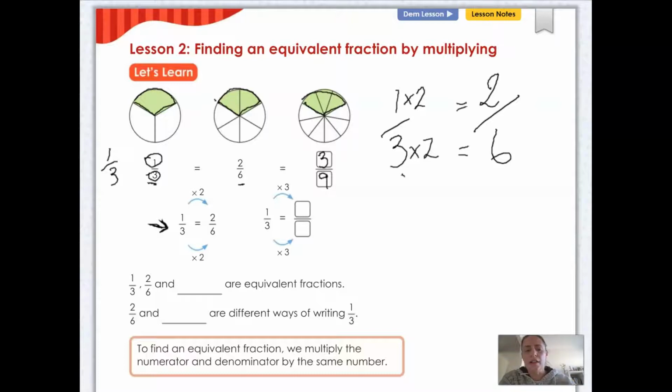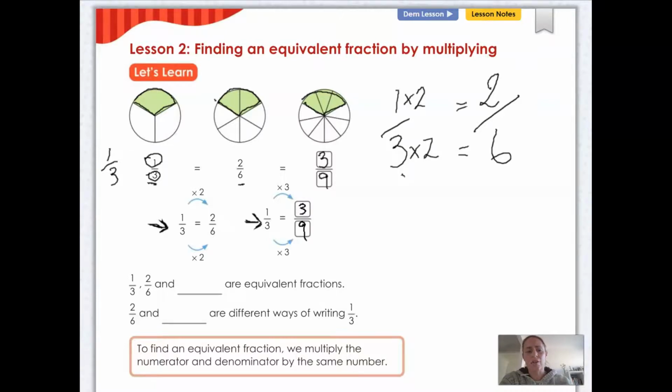So here in the next picture you have 1/3 times by 3. So whatever I do to the bottom, I do the top. So 3 times 3 is, thank you very much, Bailey, that's 9. And 1 times 3, thank you for that, Taffy, it is 3. That's 3/9. So 1/3 is equivalent to 3/9.